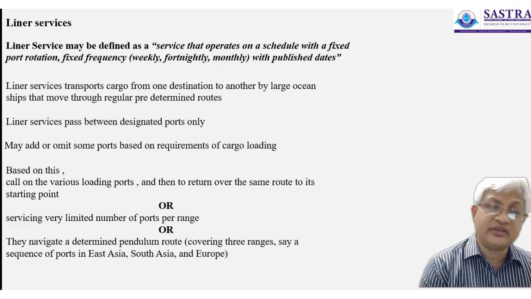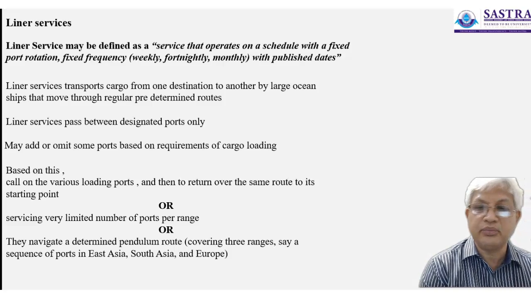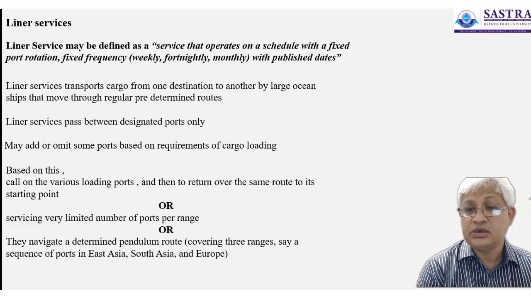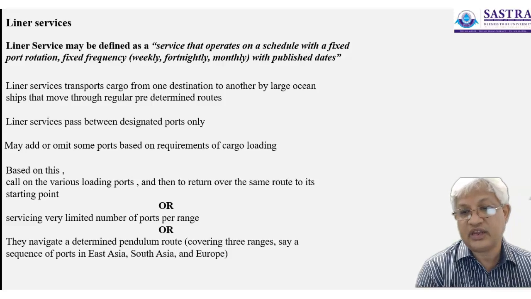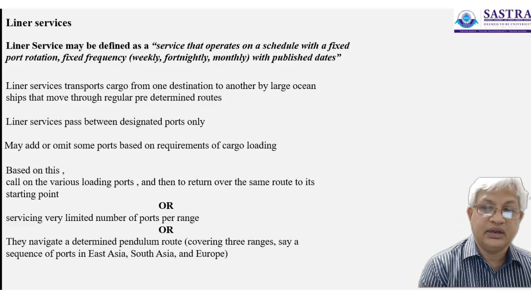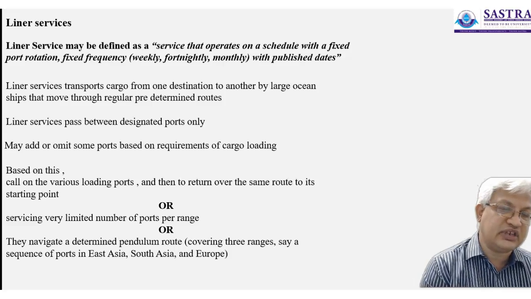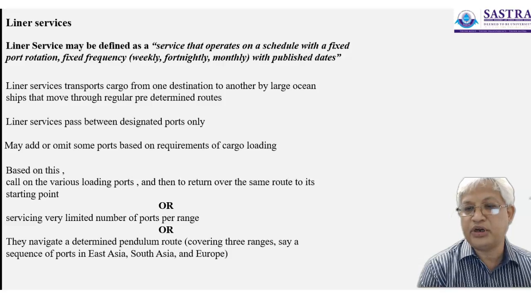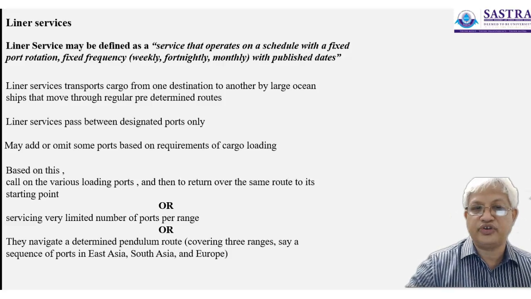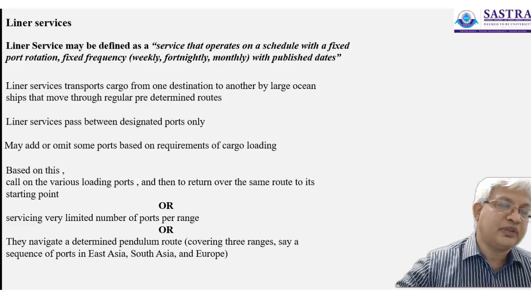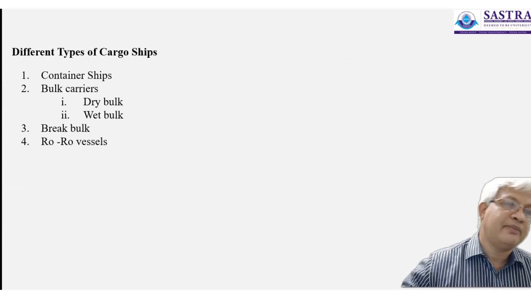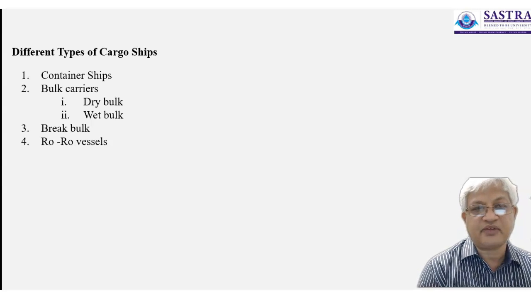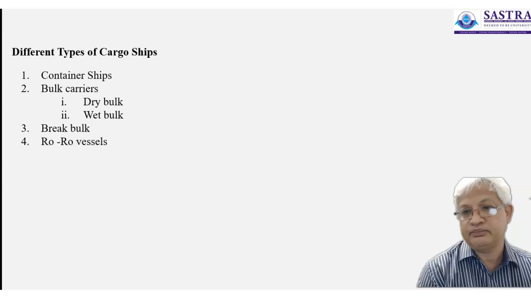Or some liner services navigate on a pendulum route. We have all seen how a clock pendulum goes from one end to the other and back to the same end using the same route. So they cover a range, maybe a sequence of ports in East Asia, South Asia and Europe. They form a pendulum and they return to the original destination. So this is what liner services are about. Now we'll look at different cargo ships. The first type of cargo ship we look at is the container ship.